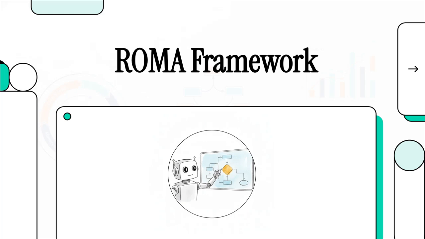All right, let's just get right into it. Welcome back to The Explainer. Today we're taking a really deep dive into an absolute game changer in AI orchestration. We are unpacking Sentient AGI's brand new paper on the ROMA Framework. That's Recursive Open Meta Agent.